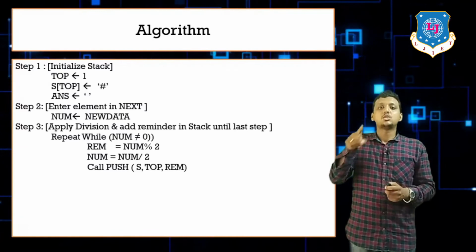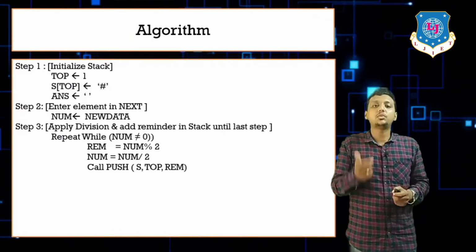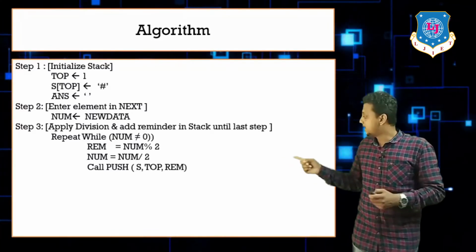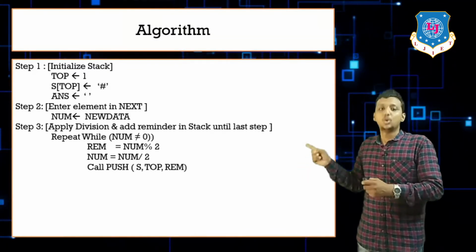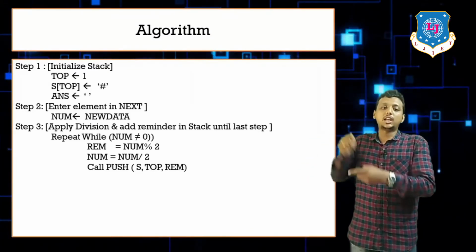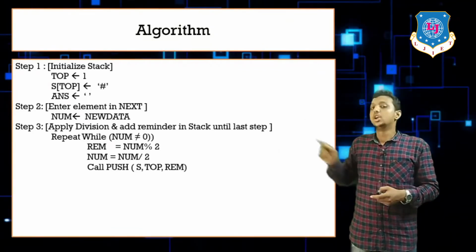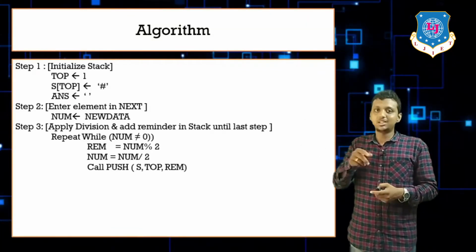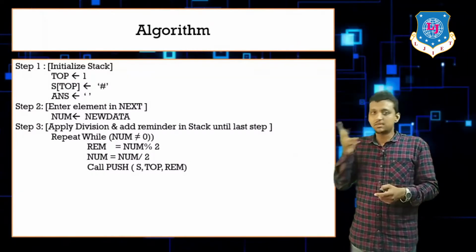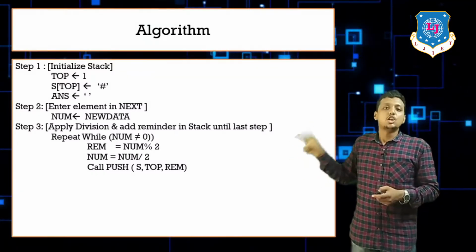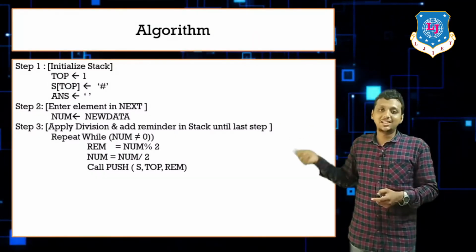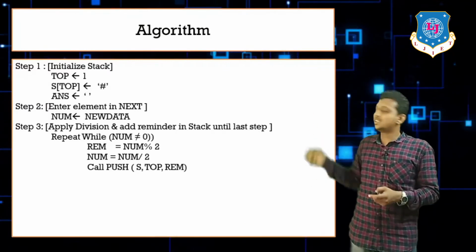Now my latest value of the number is 6. If you remember, the latest value of the number is 6. So with the 6 value, I again go inside the loop. 6 modulo 2 becomes 0. Number becomes 3 because 6 divided by 2 becomes 3. Okay. So again I need to push, I get 0 over there. Again go inside the loop.